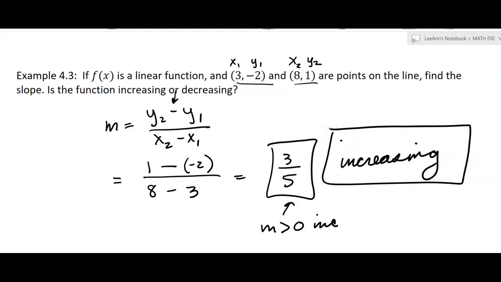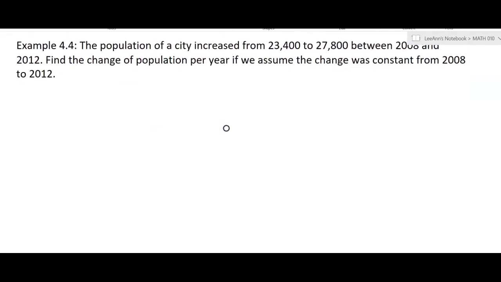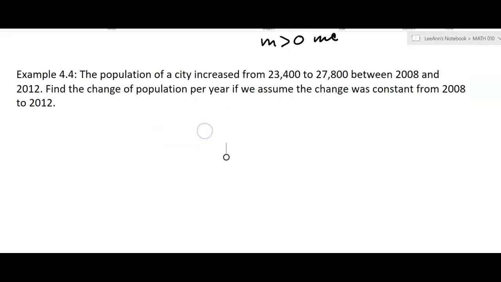Okay, I think we've got another one. The population of a city increased from 23,400 to 27,800 between 2008 and 2012. So over 4 years, the population changed. Find the change of population per year if we assume the change was constant from 2008 to 2012. So we're going to assume it's a linear function, and it increased, right? So the later population is going with the later year, okay?